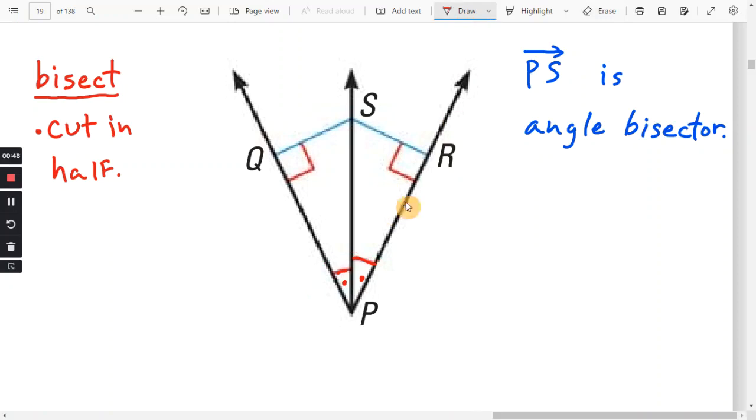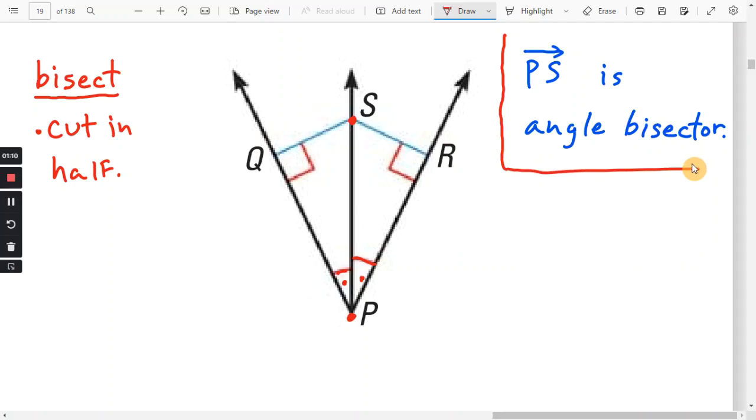And remember, when you name the ray, the endpoint letter is first, so P is the first letter. And then you pick another point on the ray, so that's point S. And when you put the arrow over the two letters, it always points to the right. So ray PS is the angle bisector.